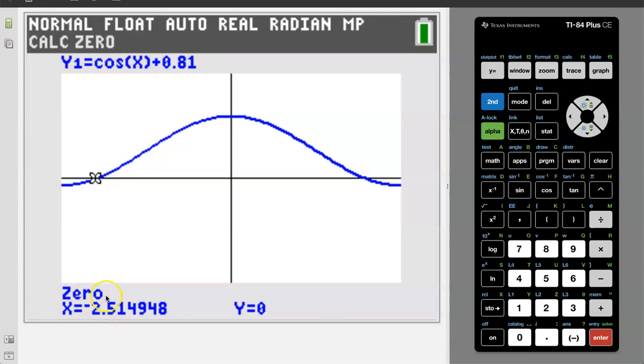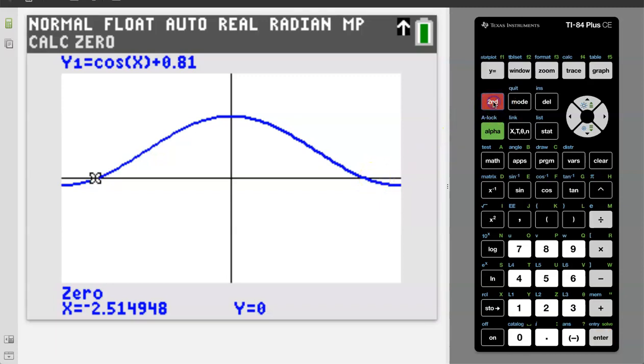It tells us the 0 at that point, or in that boundary, is negative 2.51, since we're rounding to the hundredths place. So my first answer is negative 2.51. Now there's another 0 right here. So I'm just going to repeat that whole process again.